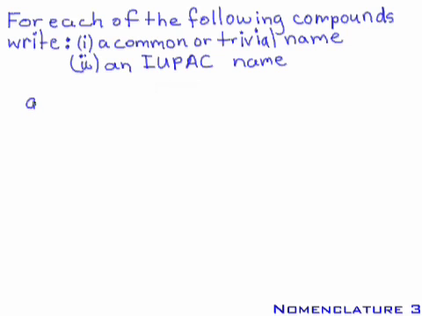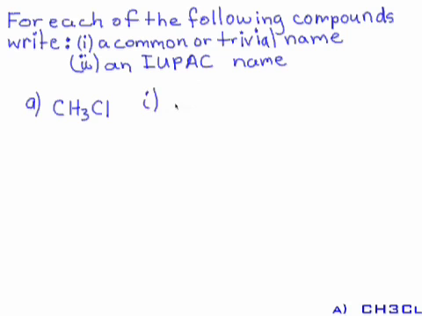The first few molecules are fairly easy. The first one, CH3Cl. The common name, as we have learned to provide common names for molecules with halides, involves naming them as alkyl halides. The alkane, a single carbon, is methane. The alkyl group for methane is methyl, so this becomes methyl chloride.